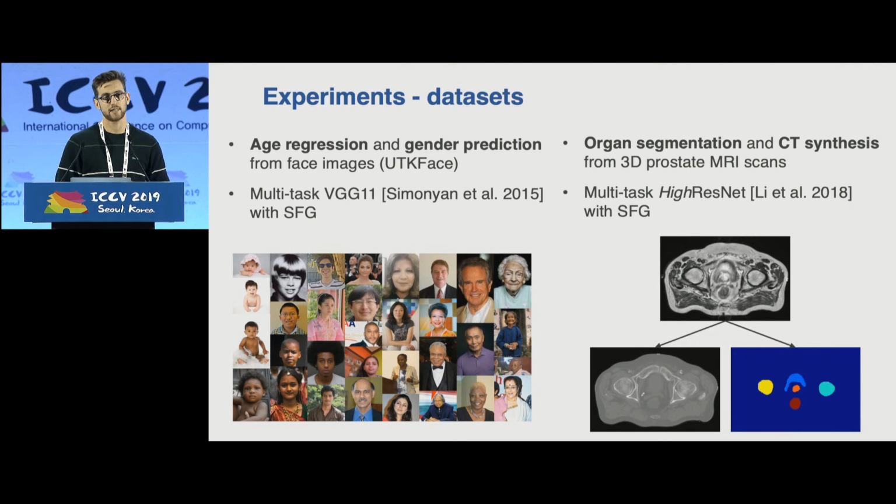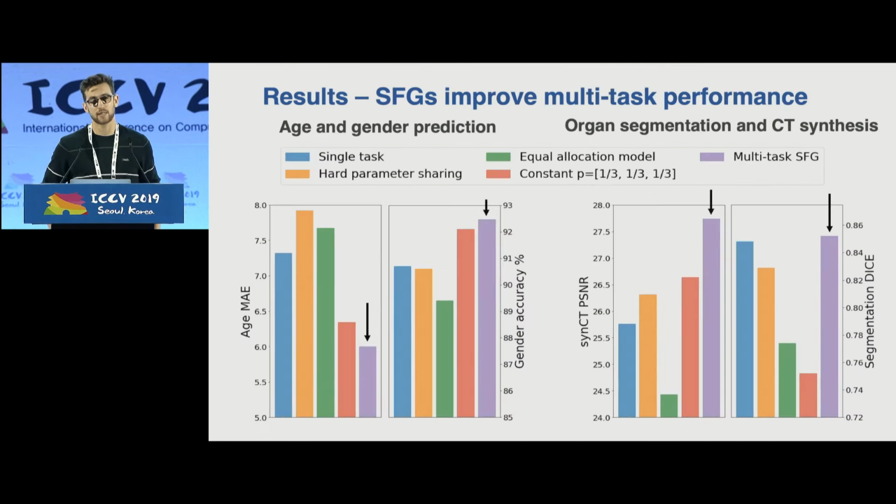And so we tested our model on 2 different data sets. We analyzed age regression and gender prediction from face images, but we also analyzed a real-world multitask problem, which is simultaneous organ segmentation and CT synthesis from MRI scans, which is seen in radiotherapy treatment planning. And we analyzed our method against various baselines across both data sets.